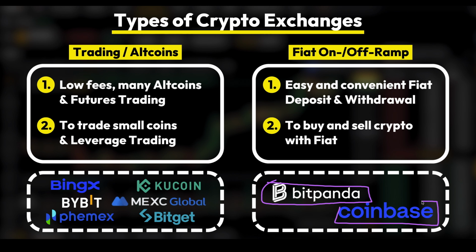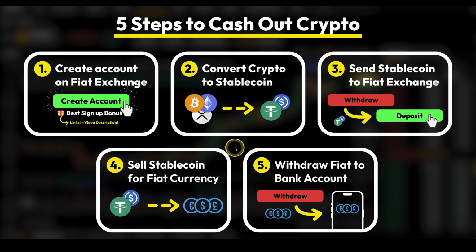Now here are 5 steps that work 100% to withdraw any crypto you have on a trading exchange back to your own bank account. We start off by creating an account on a so-called fiat exchange. As I told you, my recommendation is Bitpanda or Coinbase. Then from our trading exchange, we first convert any crypto to a stablecoin such as US dollar Tether or USDC. Then we send that stablecoin to the fiat exchange where we have created an account earlier. So we withdraw it from the old exchange and deposit it onto our fiat exchange.